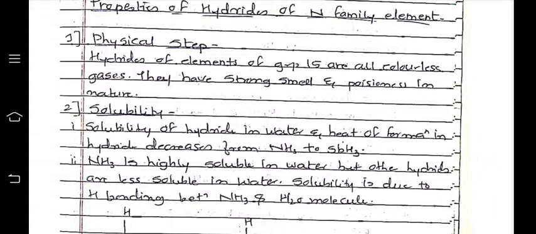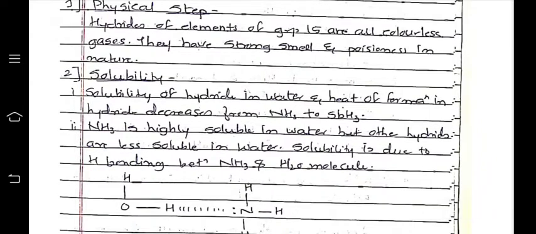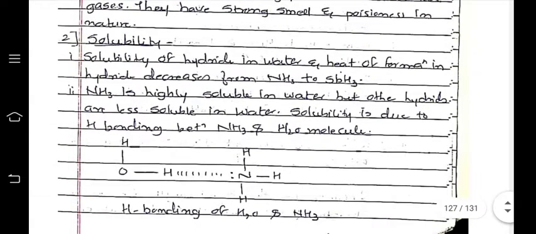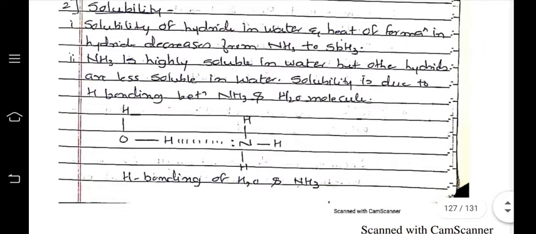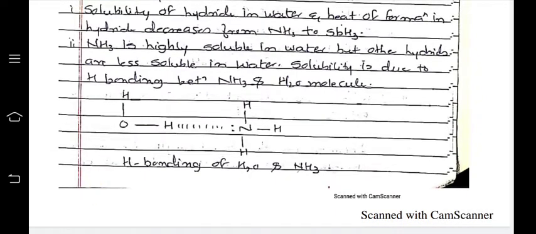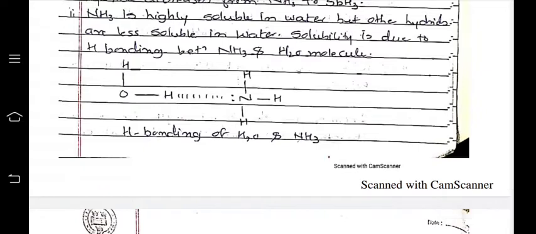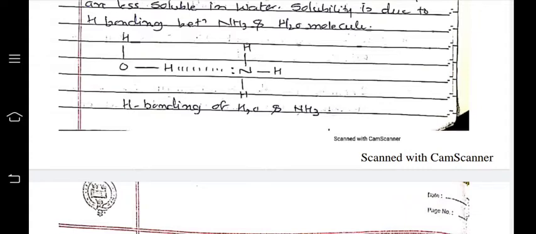Physical properties. Hydrides of the elements of group 15 are all colorless gases. They have a strong smell and are poisonous in nature. Solubility: the solubility of hydrides in water and the heat of formation of the hydrides decrease from NH3 to SbH3. NH3 is highly soluble in water, but the other hydrides are less soluble in water. The solubility is due to hydrogen bonding between NH3 and H2O molecules.